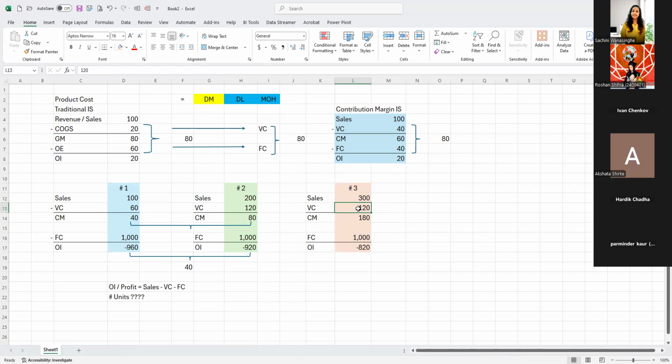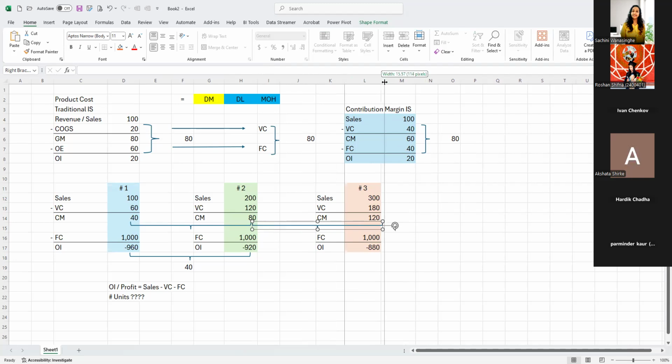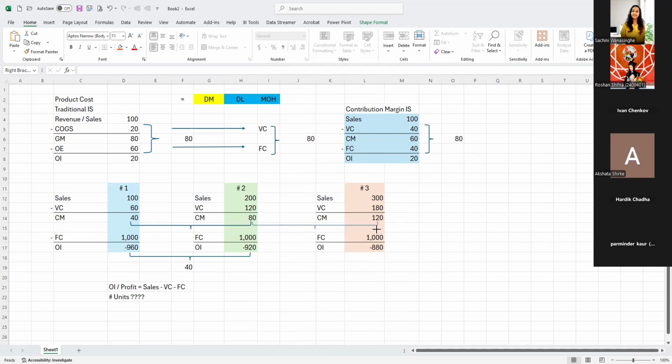Yes. What happened with my variable cost? 180. Did it triple? Yes. What happened with my contribution margin? 120. Did it triple? Yes, it did triple. Let's leave it here and expand this one so you can fit this one. My contribution margin also tripled.